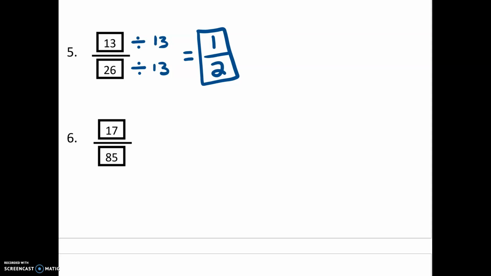And then 17 and 85, again, right? Not really sure. Let's try 17. Because somebody made these problems for a reason. So 17 does go into both them. So we get 1 over 5 for that last one.